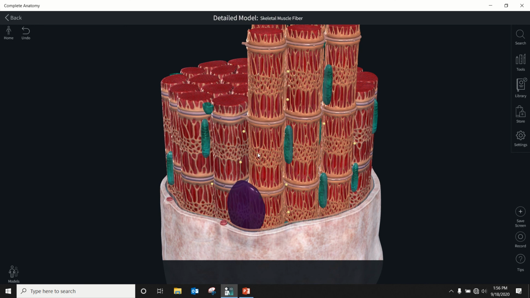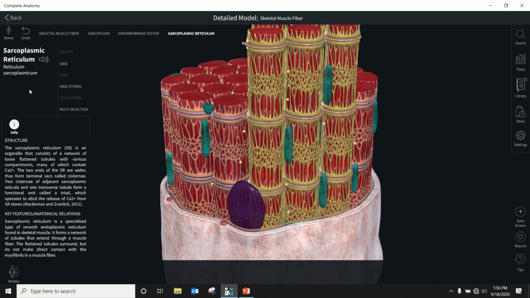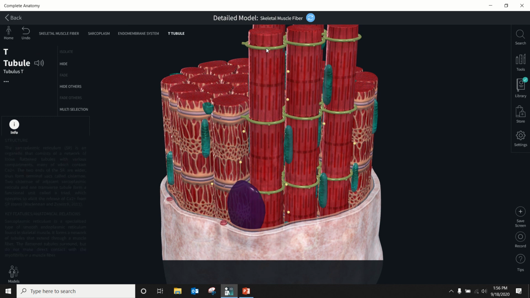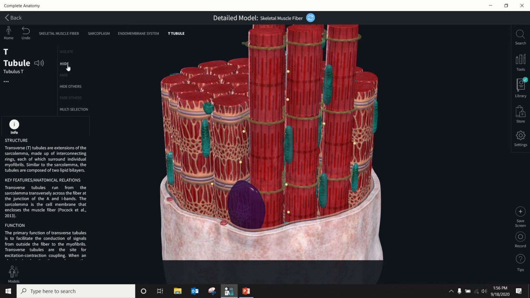All right, so in terms of some of the structures we just talked about, you've got the sarcoplasmic reticulum. You can see that there, and it pops up, obviously. Again, remember, that contains calcium, which will be important for initiating the muscle contraction process. So if we hide that, these things are the T-tubules, which again, are connections to the cell membrane. So I'm going to hide those guys.